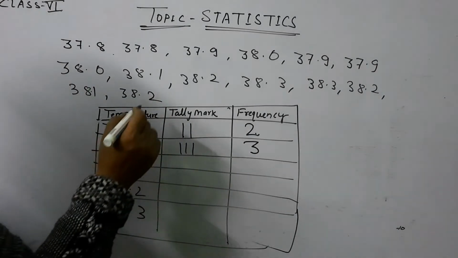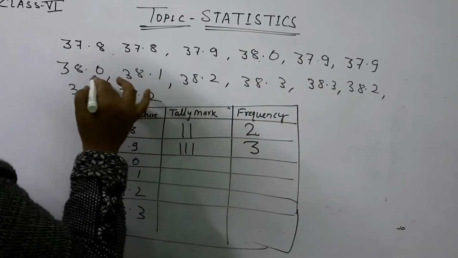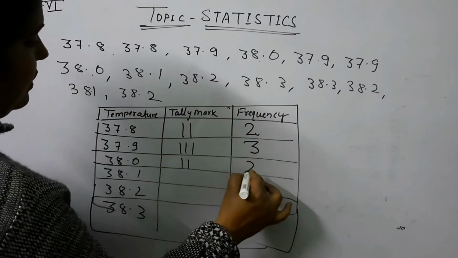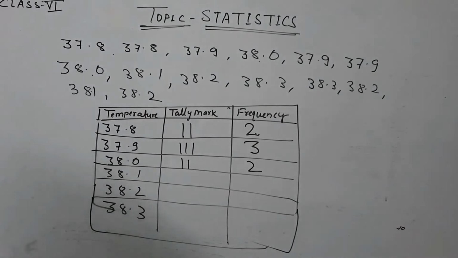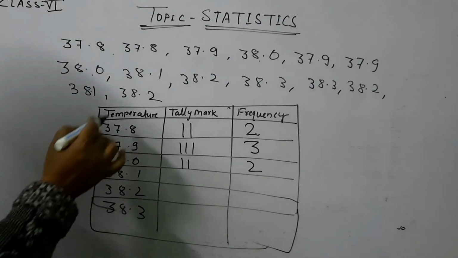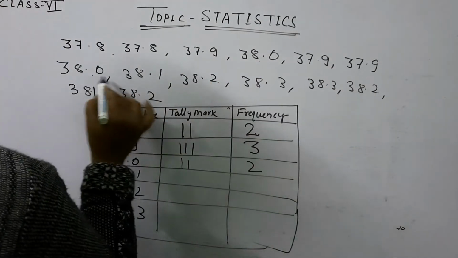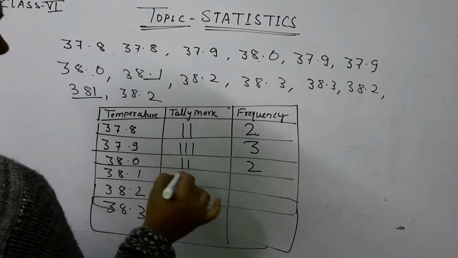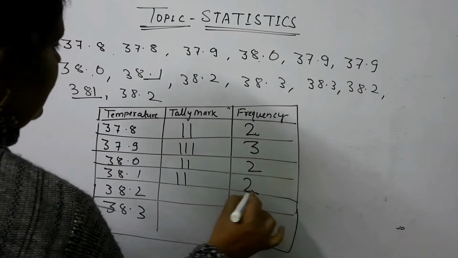Next number is 38. See here 38. 1, then 2, that is 2 times only. So how many frequencies here? 2. Same way 38.1. See 38.1. This one is 38.1 and this one is 38.1. How many times is it? 2 times. So write 2.